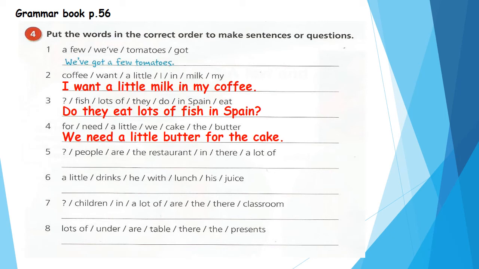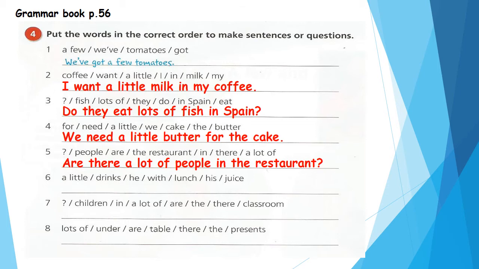We need a little butter for the cake. Number 5. Here is a question mark, so we'll form a question. People, the restaurant, in there, a lot of. So we'll start by, yes, are there. A lot of. What is the noun? People. Are there a lot of people where? In the restaurant? Are there a lot of people in the restaurant?